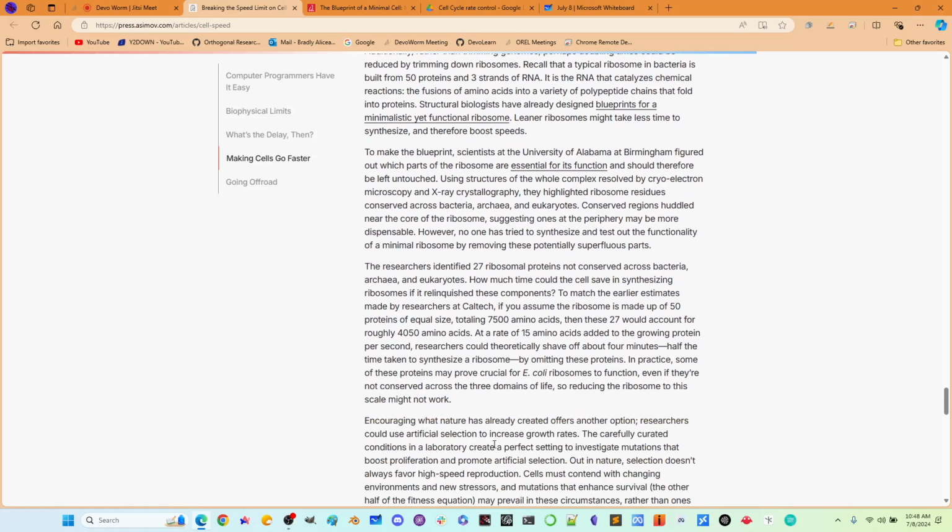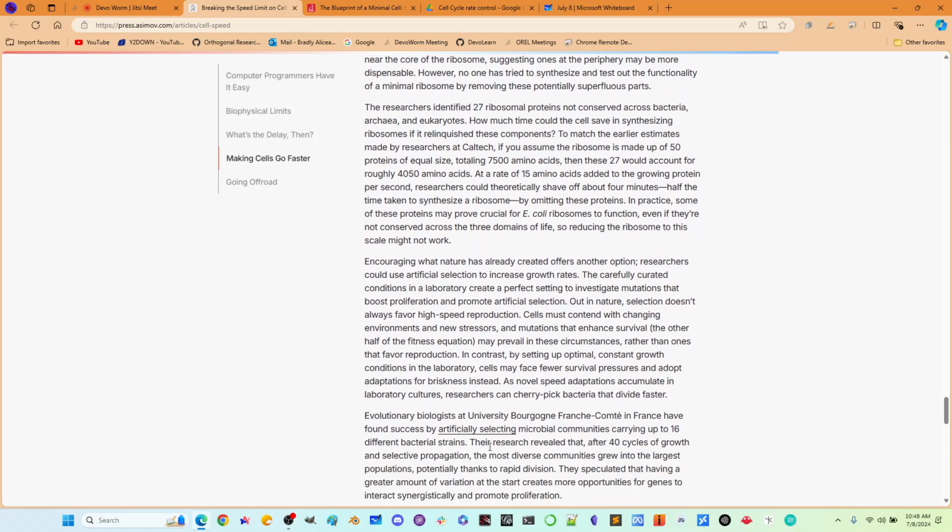So this is where we're getting into a lot of these minimal models and seeing what the lower bound of the speed is. How fast can we divide?